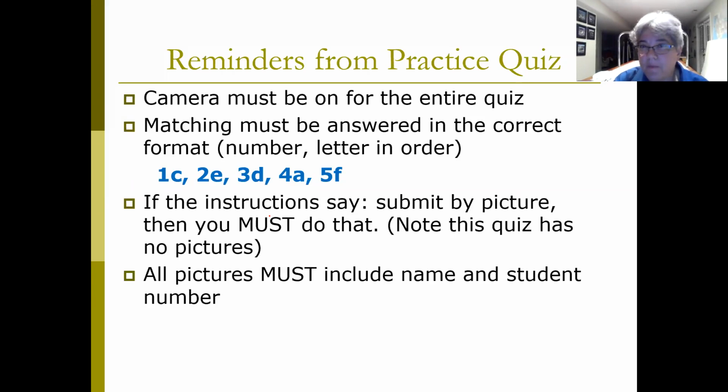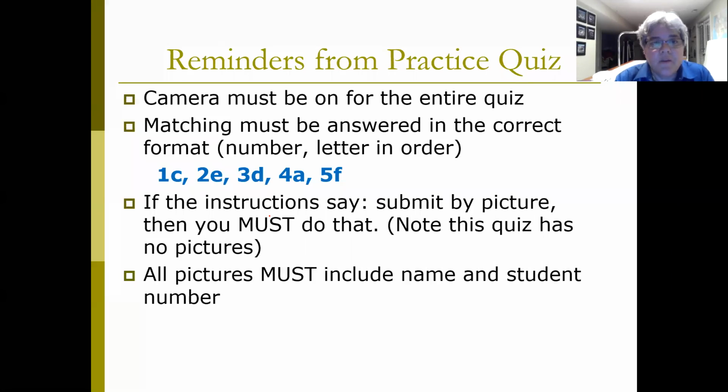This won't happen for this quiz, but from the practice quiz, if the instructions say submit by picture, you must use a picture. Last time the calculation on the practice quiz was simple, so some of you just did it in the box. You can't do that. If I say submit by picture, you have to use a picture. And you have to include your name and student number.